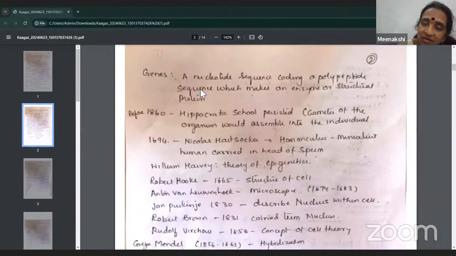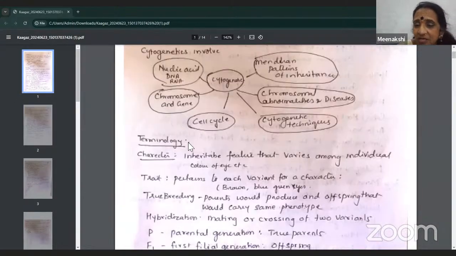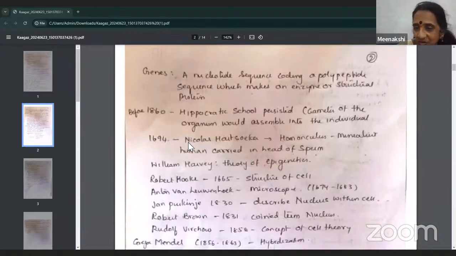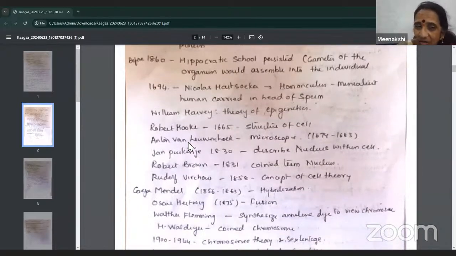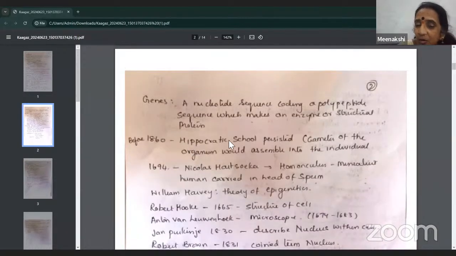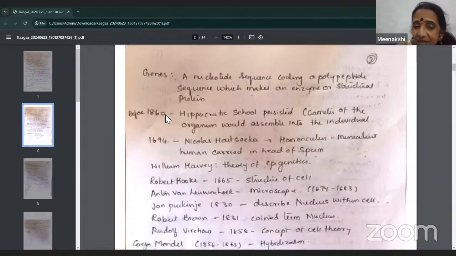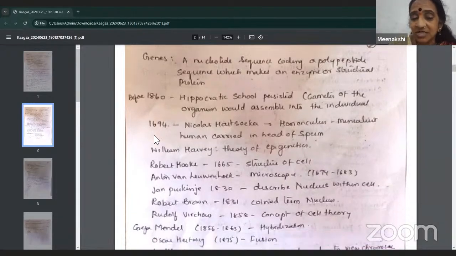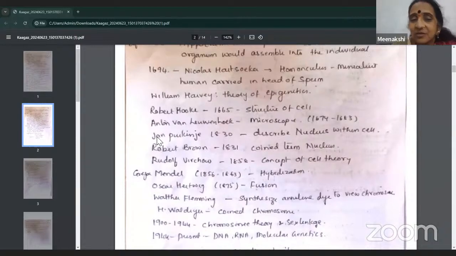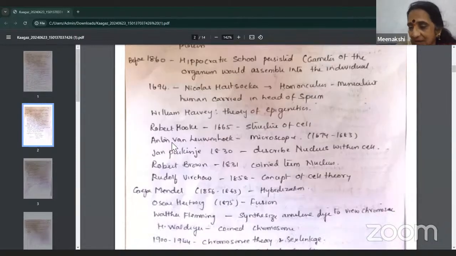Now, when we talk about this terminology, apart from that, we should go a little bit into the history of how cytogenetic study has evolved. Initially it was the Hippocratic school, where they said that the organism would assemble into an individual. That means the gametes will assemble everything to form an individual. That was in 1800, and the concept was going on from 1600 to 1700. You will see that the concept was going on in the same phase. A few of the examples or discoveries I have just mentioned here, I'll just read out.